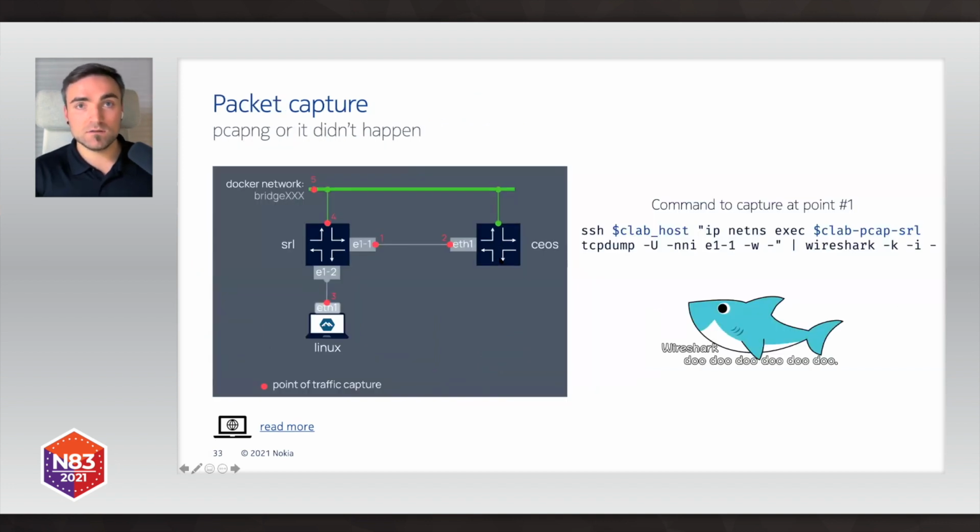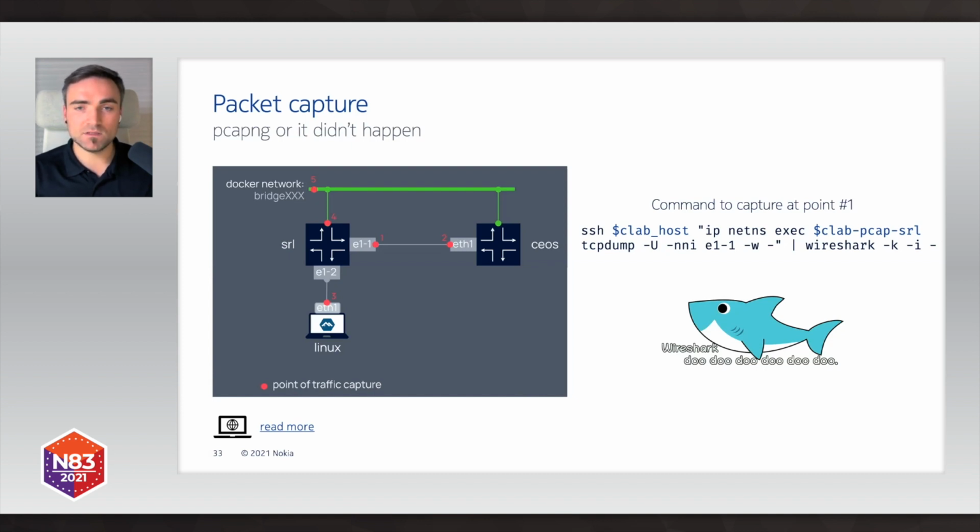And of course, every lab needs to have some packet capture capabilities. Otherwise, we cannot really say what is happening on the wire. Because Containerlab uses basic Linux primitives, it is really easy to use tcpdump or Wireshark. All those points that I depicted on the left-hand side, those red dots, all these points you can tap to and sniff the traffic from.